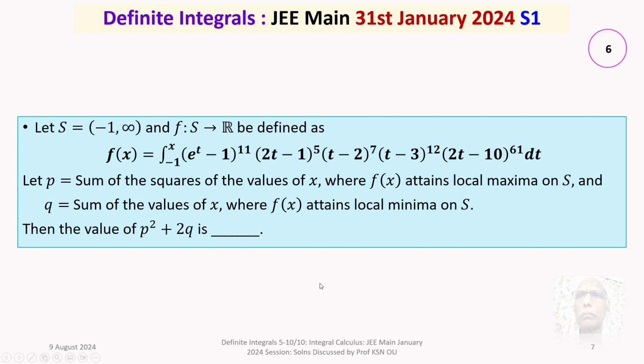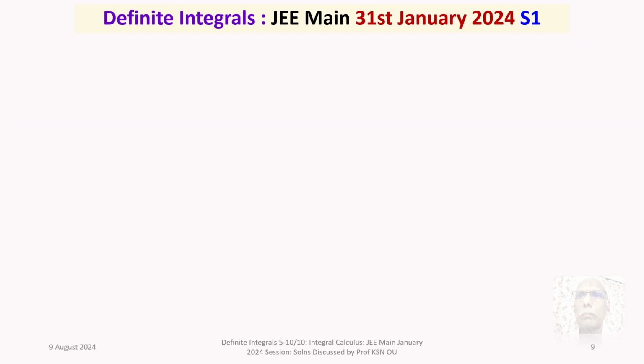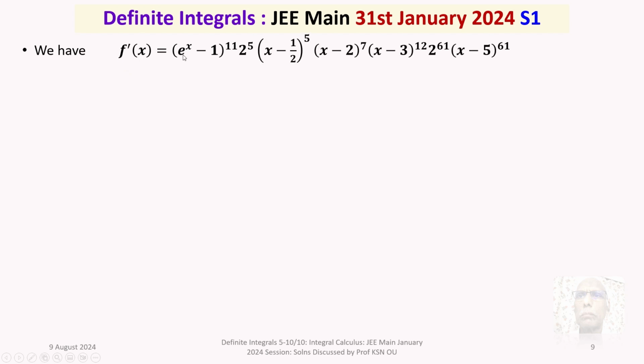Let's now discuss the solution of the problem. We have f prime x equal to (e to the power of x minus 1) to the power of 11 into 2 to the power of 5 into (x minus 1 by 2) to the power of 5 into (x minus 2) to the power of 7 into (x minus 3) to the power of 12 into 2 to the power of 61 into (x minus 5) to the power of 61. This is what we have brought forward from the last slide.